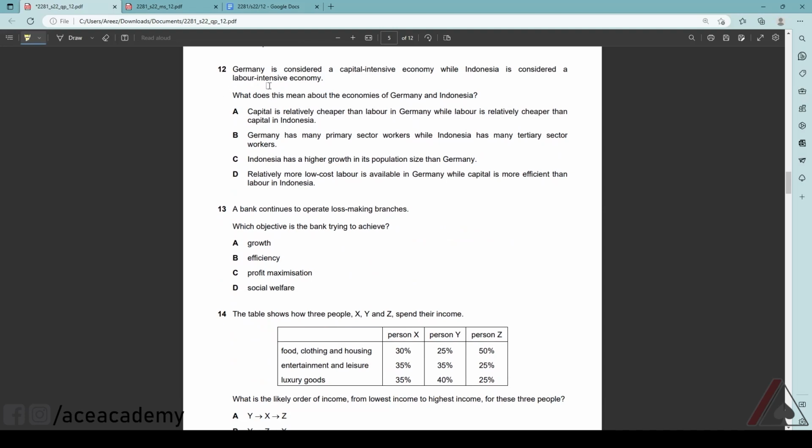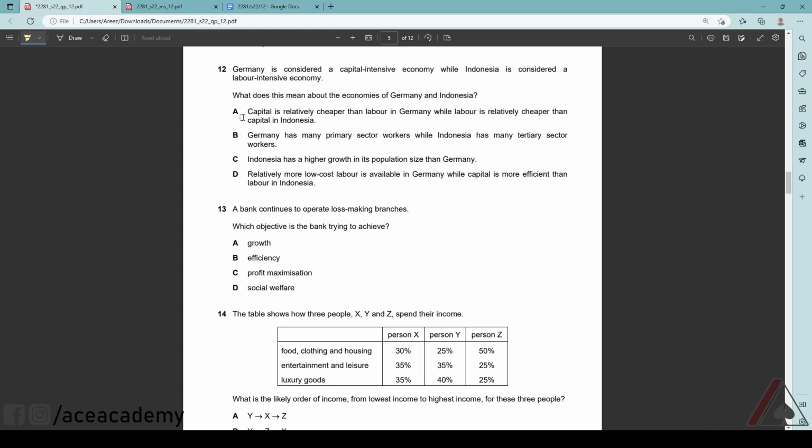Number 12. Germany is considered a capital-intensive economy, while Indonesia is considered a labor-intensive economy. We do understand what capital-intensive and labor-intensive mean, right? If somebody is capital-intensive, it means they're more reliant on capital goods to produce certain goods. And if somebody is labor-intensive, they're more reliant on labor for production. What does this mean about the economies of Germany and Indonesia?